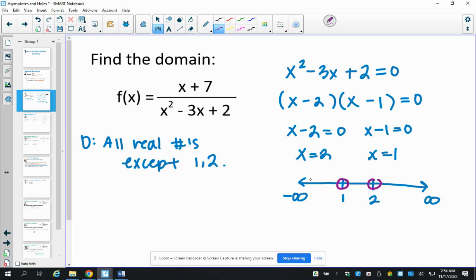So these are going to be bad, but everything here is good. Everything here is good. And everything here is good. So we'll just name those intervals. So negative infinity all the way up to 1 is good. Remember, 1 is not good, so we'll just put a soft bracket. Then we're going to restart again right above 1, so a soft bracket until 2. Soft bracket since 2 is not included. And then we'll start again at 2, right after 2, up until infinity. So this would be the interval notation of all real numbers except 1 and 2.